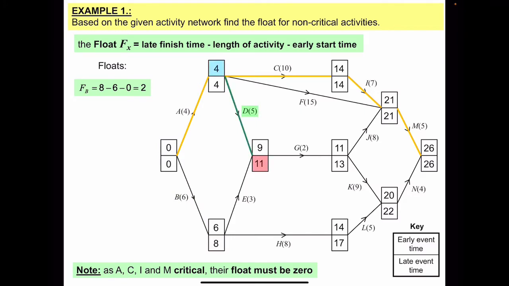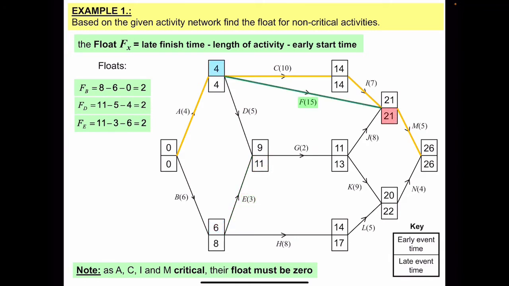So 11 minus 5 minus 4, so the float is 2. That means you can delay this activity by 2 hours or 2 days, depending on which unit is used, without putting the whole project in danger of not being completed on time. The next one would be activity E, 11 minus 3 minus 6, which is 2. So try to do the same for the rest of the activities.